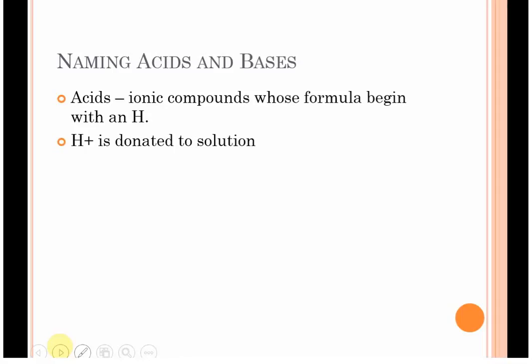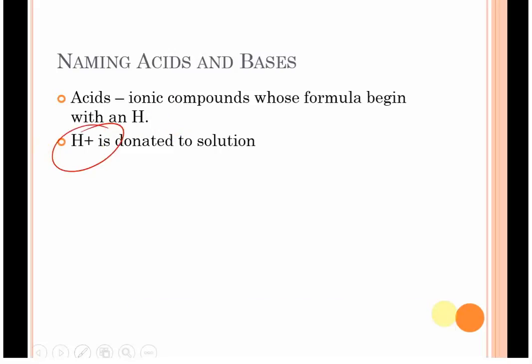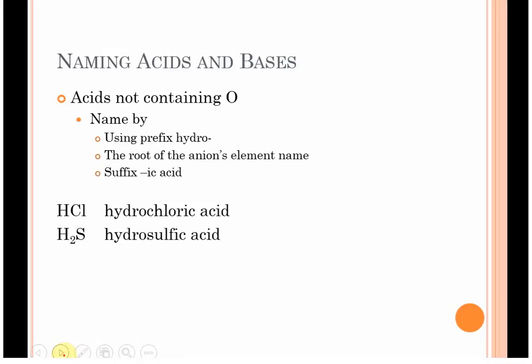Last little bit of naming. Acids are ionic compounds whose formula begin with an H. They are considered ionic because an H+ is going to be donated to solution. If you do not have an oxygen, you start with the name hydro. You name with the root of the anion's element name and end with ic acid.